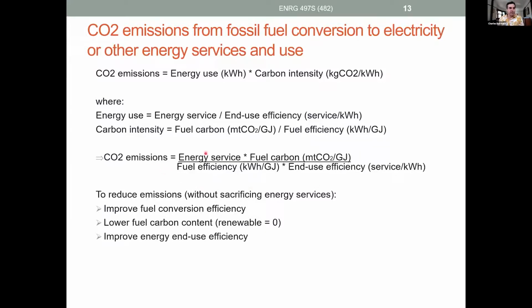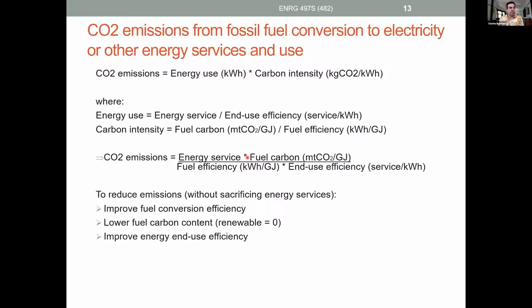So the CO2 emissions depend on what you're making. So this would be electricity, in this case, energy service. The fuel carbon, so the carbon intensity of the fuel, which we looked at last slides. And then you divide that by the fuel efficiency. So efficiency is always a number less than 1, and so as the fuel efficiency goes down, the total emissions go up because you have a number less than 1 in the denominator. This is a little janky. We can look at some more examples in a sec.